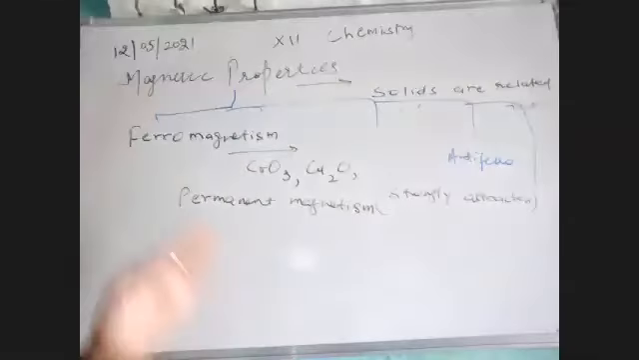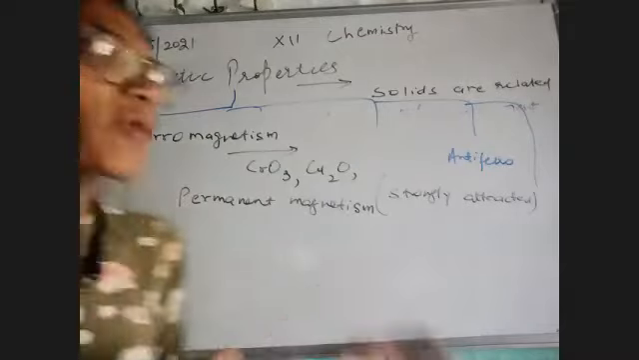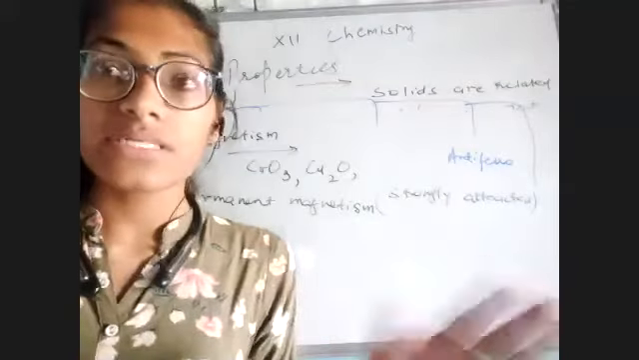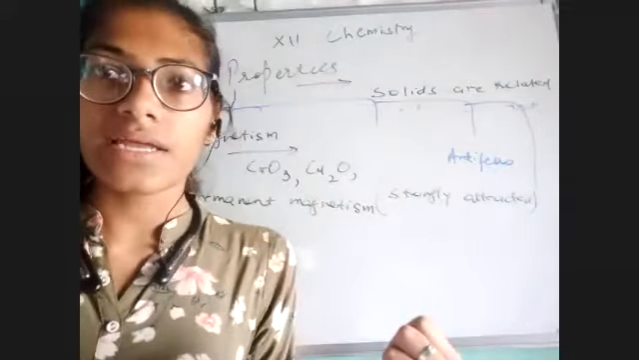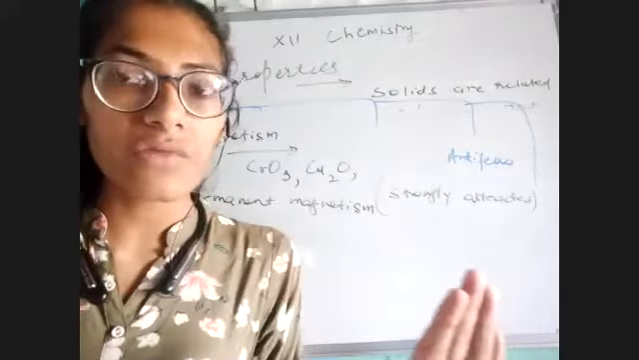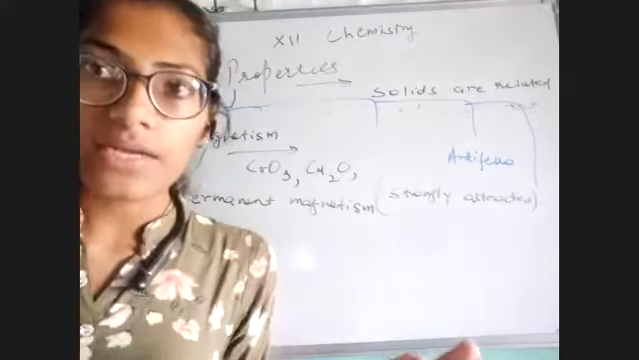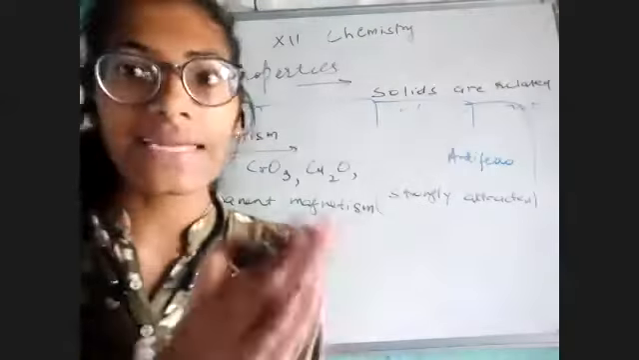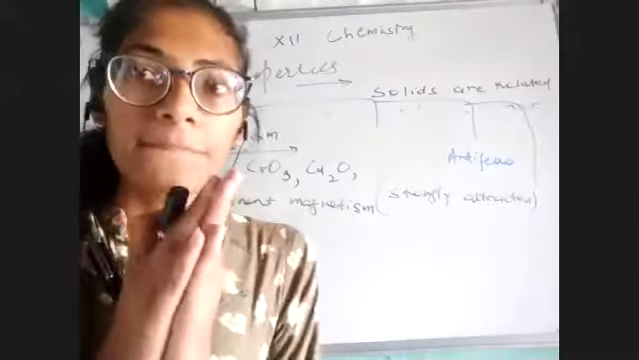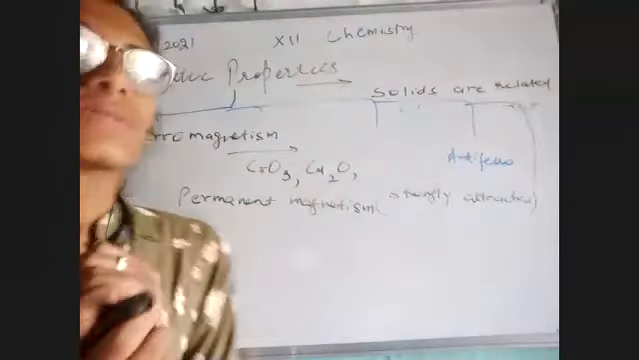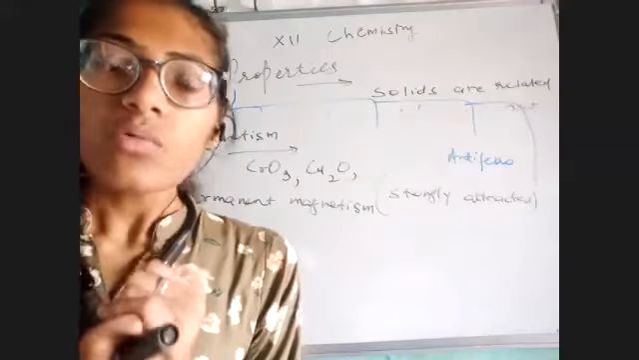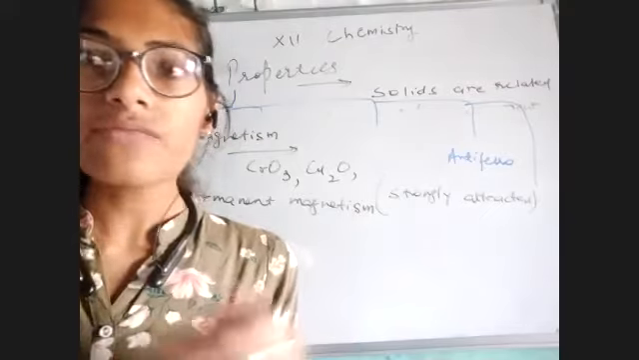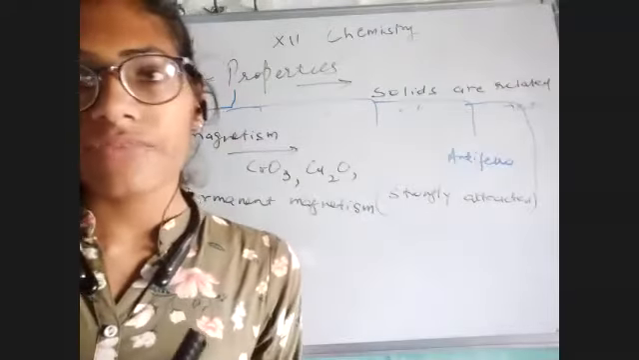But ferromagnetic substances are those which, whenever I put them in a magnetic field, and after 5 minutes, after 10 minutes, they have acquired the magnetic character, and I remove the magnetic field, still in the absence of the magnetic field, they would show permanent magnetism. They would still show the magnetic character. And this is known as the best property of ferromagnetism. Clear?